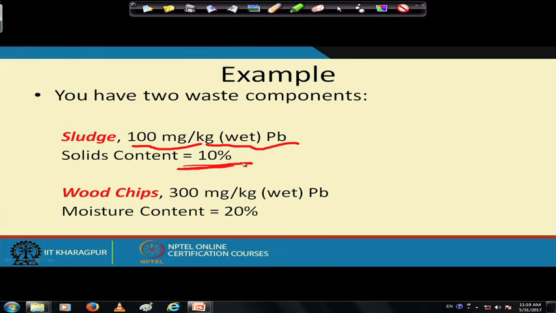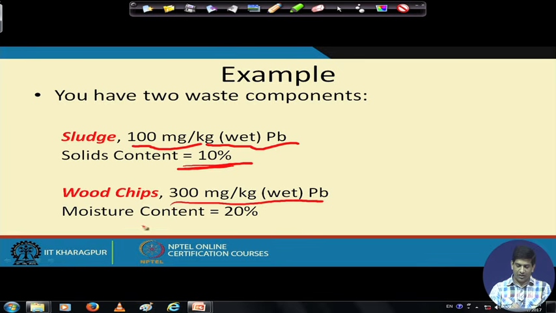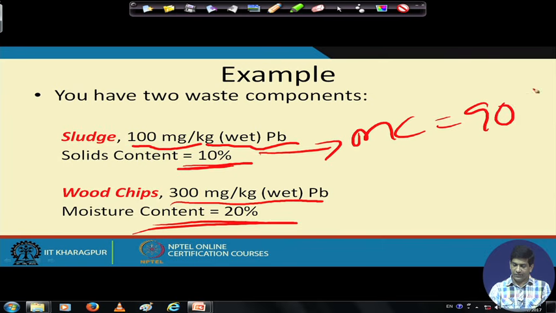There are different ways you can see this in different problems. Wood chips have 300 milligram per kilogram of lead, and the moisture content is 20%. So wood chips are not that moist, but sludge is sludge. This particular sludge has a moisture content of 90%. So that's our two waste streams.